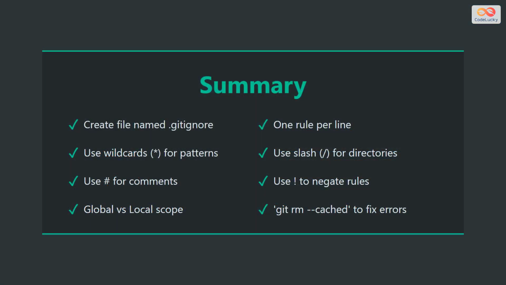To wrap up, create a .gitignore file in your root directory. Use patterns and wildcards to save time, append slashes for directories, and use # for comments. Remember the difference between local and global scopes, and use the cached removal command if you make a mistake.